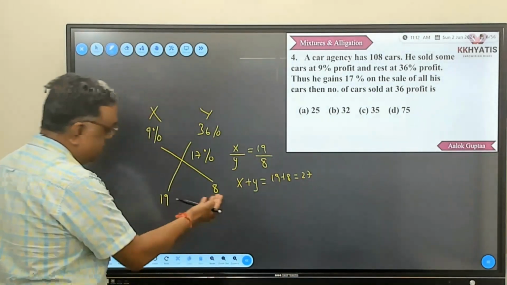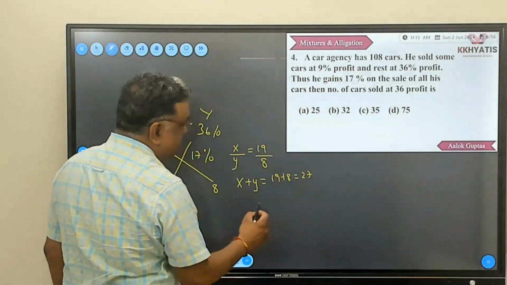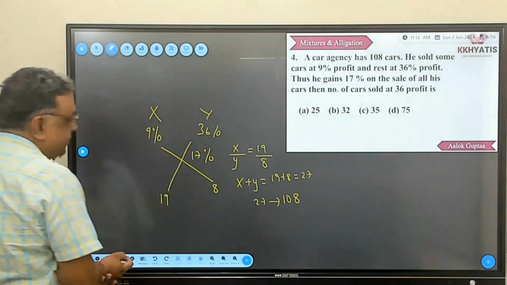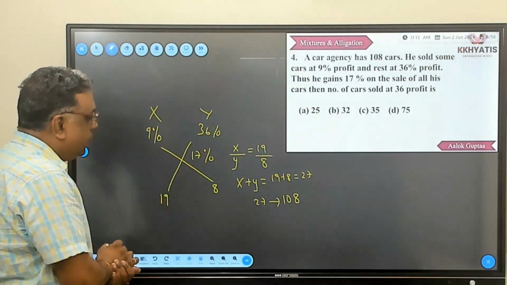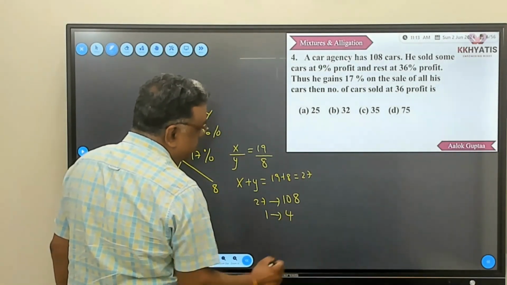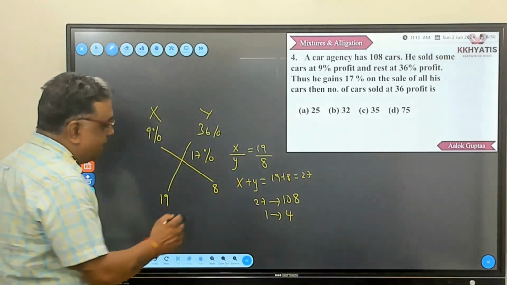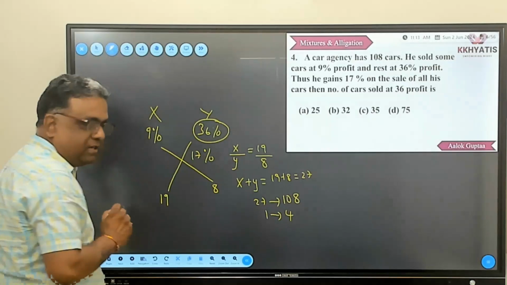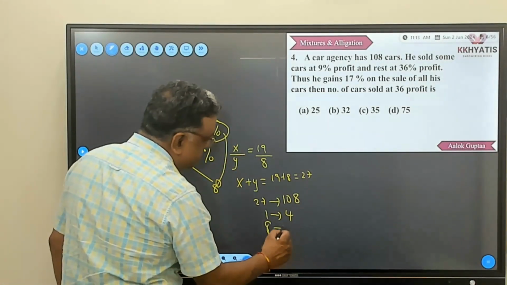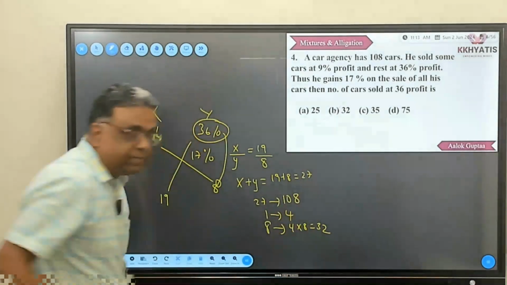The sum of the ratios is 27, but the sum is given as 108. So 27's value is given as 108. Correct? So one value is equal to 4, because 27 into 4 is 108. I've been asked the number of cars at 36%. So 36% means what car was there? 8. So 8 will represent 4 into 8, that is 32. So 32 is the answer. Correct?